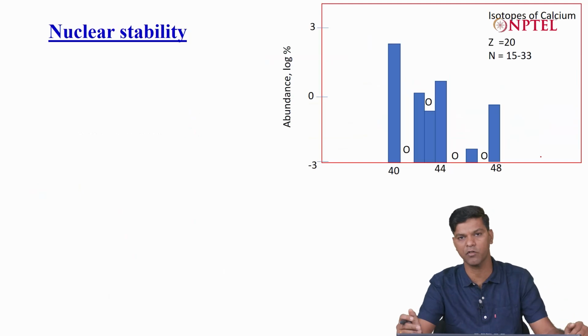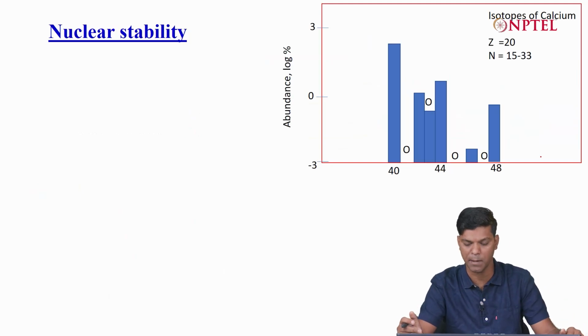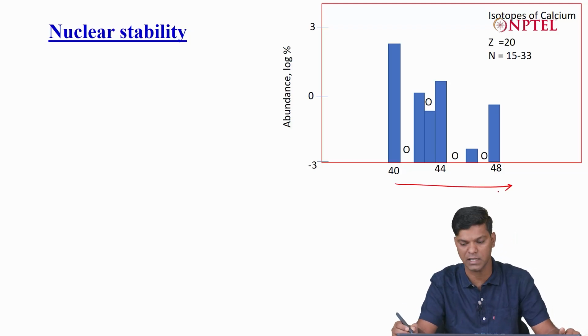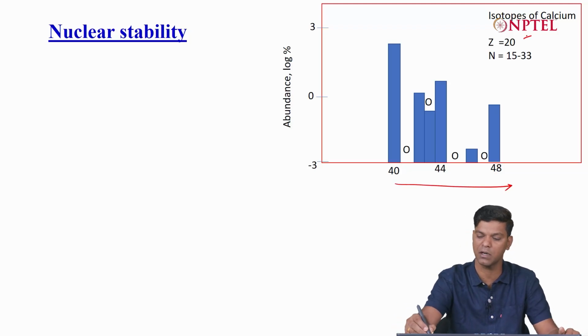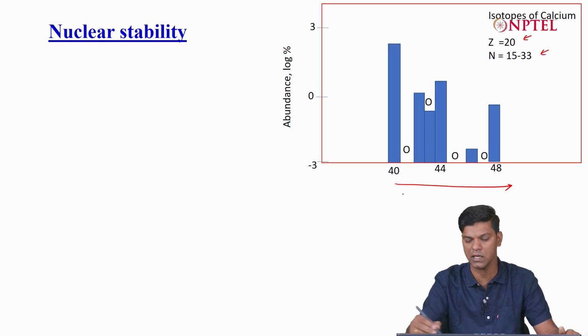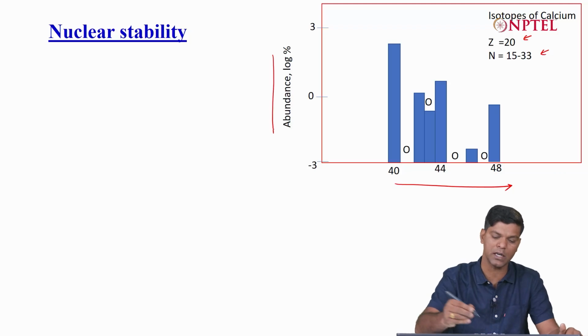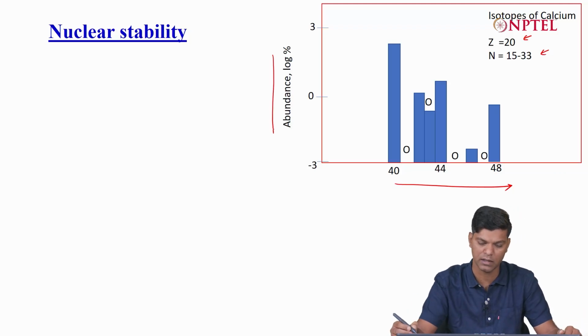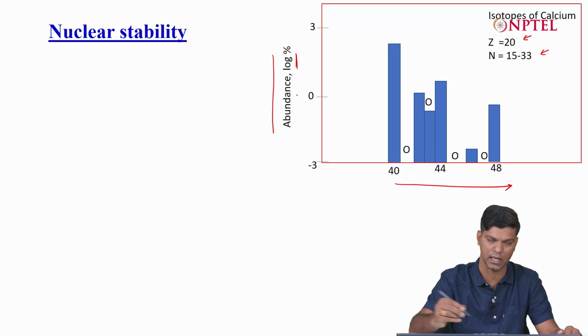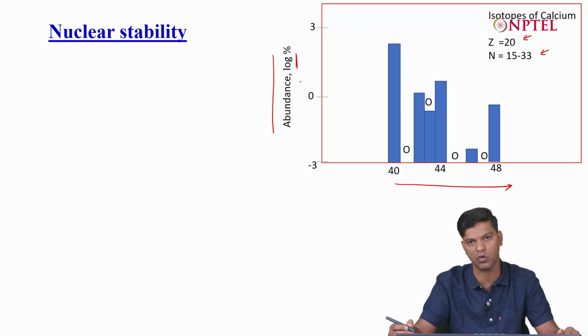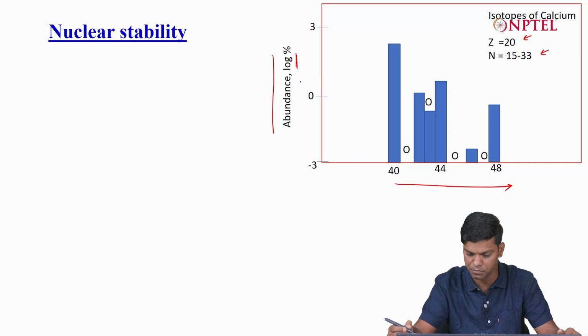Here is an example for calcium isotopes. Calcium has several isotopes, and I have plotted the mass numbers for calcium isotopes. The calcium atomic number is 20, the neutron numbers vary from 15 to 33, and hence you have a lot of isotopes. The abundance is plotted on the y axis in log scale. The abundance varies actually around 4 to 5 orders of magnitude.